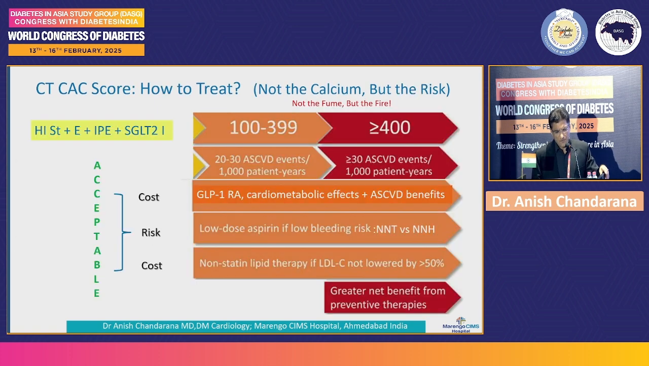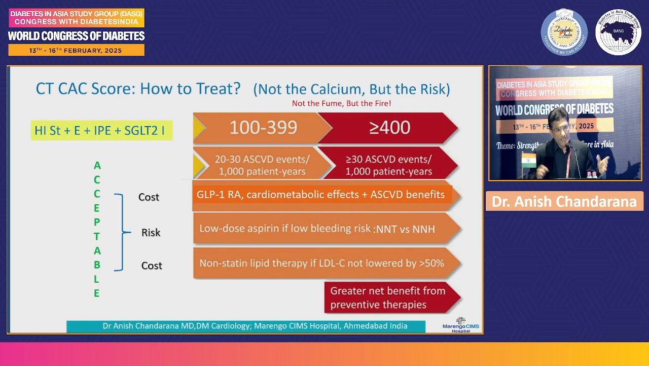Now coming to a point of calcium score which is quite high, 100 to 400, that's where you have to start thinking about certain costly and risky molecules. Because you know that once calcium score is more than 100, number needed to treat to reduce event comes down drastically. So that's where if you use GLP-1 receptor agonist, that's where they will become cost effective. That's where you can use a low dose aspirin, because we know that when you use aspirin, in every 300 patients, it's going to cause 1 bleeding. So you have to find out a patient population where the benefit is much more than the risk. And they are the people who have got calcium score more than 100.